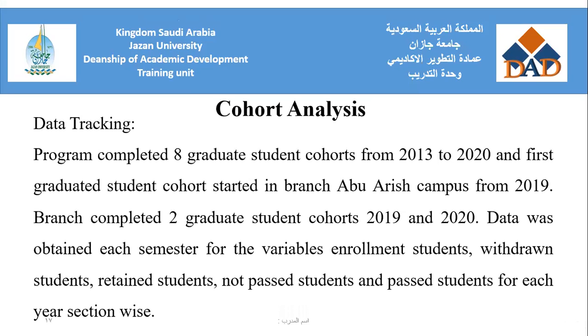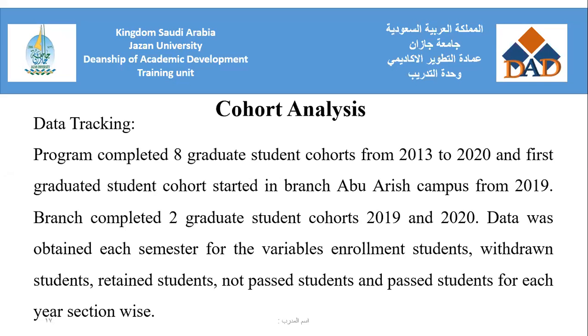So the program completed 8 graduate student cohorts from 2013 to 2020. The first graduated student cohort in the Abu Arish branch was in 2019, because the program in the Abu Arish branch started in 2016. So the first batch came out in 2019. So the branch completed two graduate cohorts only, that is 2019 and 2020. But the main campus, male and female sections, completed 8 student cohorts.